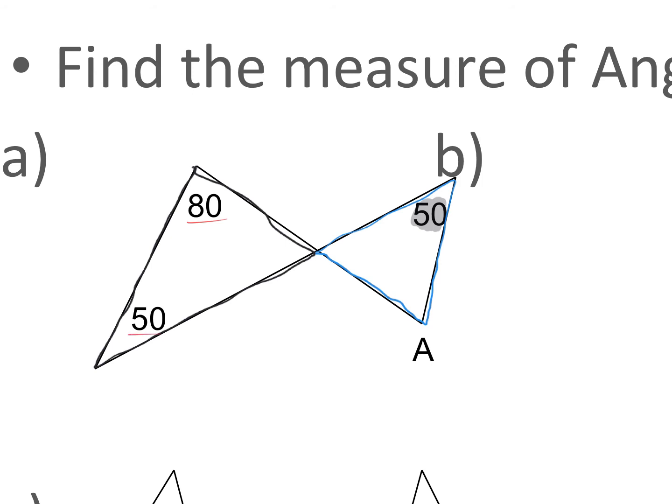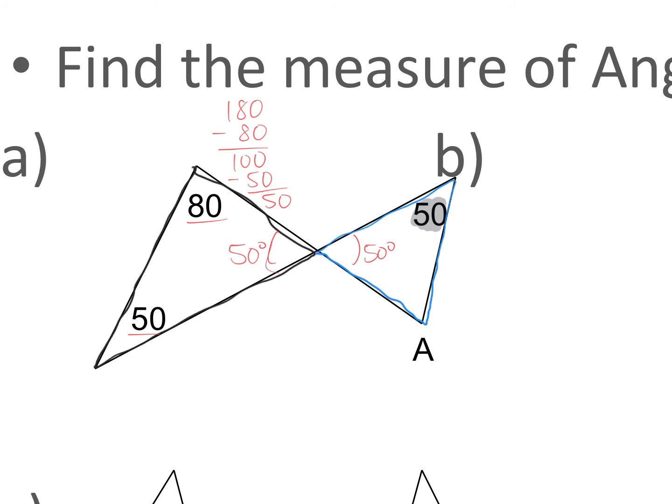So we know inside this triangle, this missing angle can be found by doing 180 minus 80, which gives us 100, and then minus 50, which gives us 50. So we know that this angle must be 50 degrees. The angle vertical to this one must also be 50 degrees. Because they're vertical angles, they must be congruent.